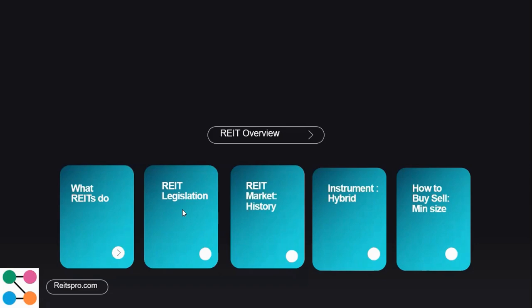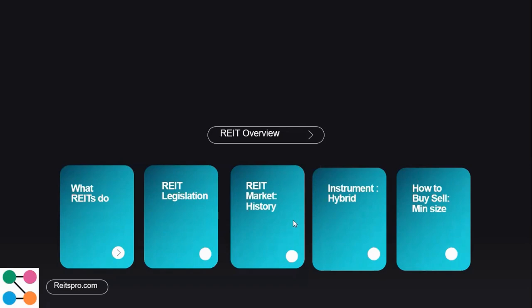Now, what is the REIT legislation? It was formed in 2014, about 11 years ago, when SEBI came out with the Real Estate Investment Trust Regulations, 2014. Subsequently, it has undergone significant improvements as per the market, and today we have a regulation which is much more suited to the market needs.